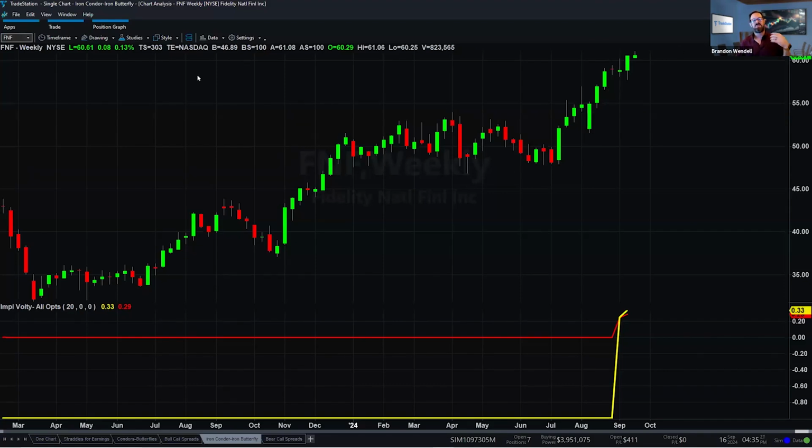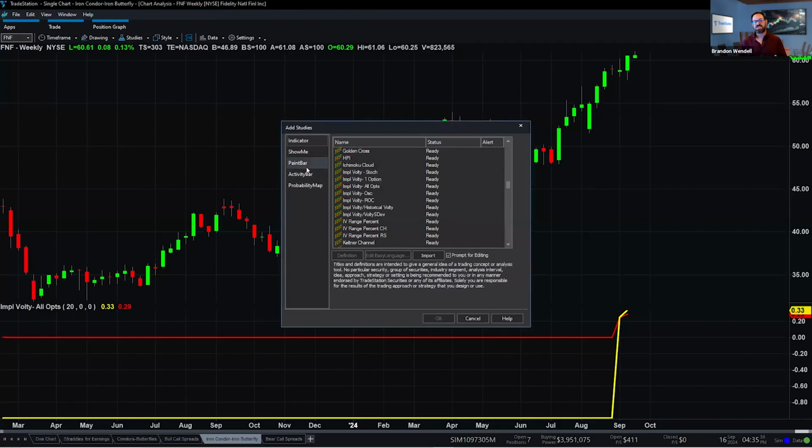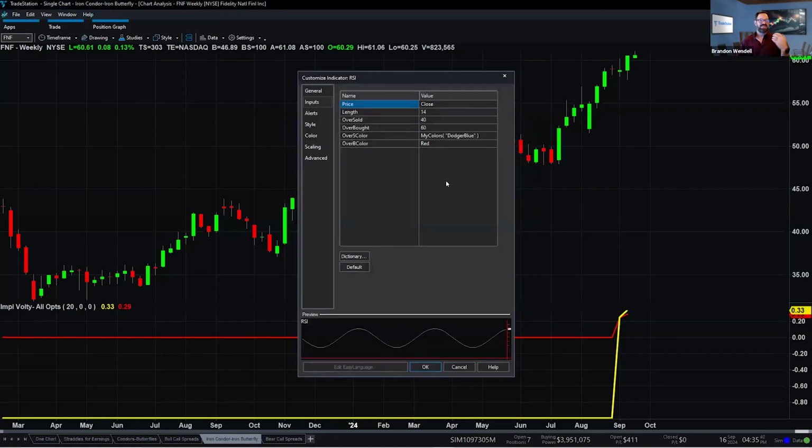I have certain tools that I use, and one of the tools that I actually do add is the RSI, but I don't use the RSI in the typical way that most people use it. So right here, I go to RSI, which, if you're not familiar, is relative strength indicator or relative strength index, depending on who you ask. And I do modify it just slightly. The modifications I've done here are 60 and 40. Overbought is 60, oversold is 40.